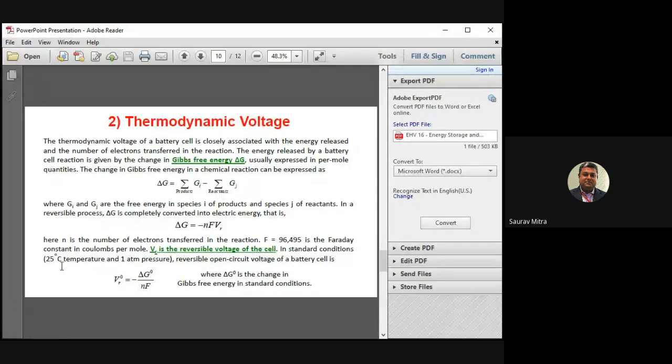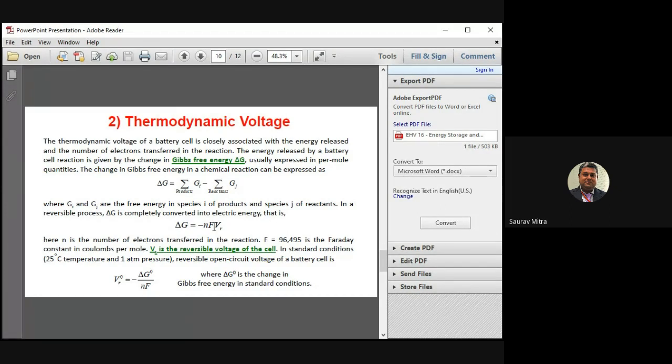In a standard condition, 25 degrees centigrade temperature and 1 atmosphere, VR0 is delta G0 divided by NF. So this is the reversible voltage, Gibbs free energy, number of electrons transferred, and Faraday's constant. So you're finding that delta G is directly proportional to N and VR.